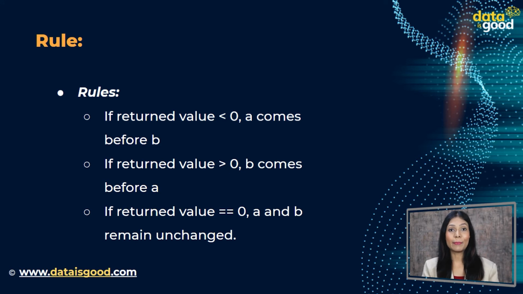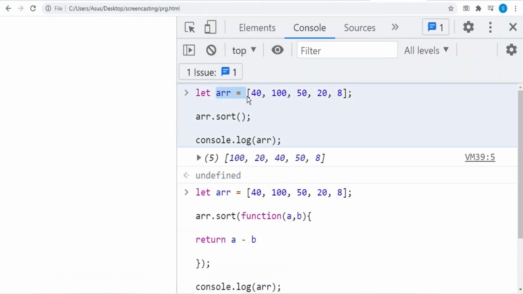Let us see an example without the compare function. Let array = [40, 100, 50, 28]; array.sort(); console.log(array). Output: 100, 28, 40, 50. We get the wrong result as the sort method sorts them as strings.